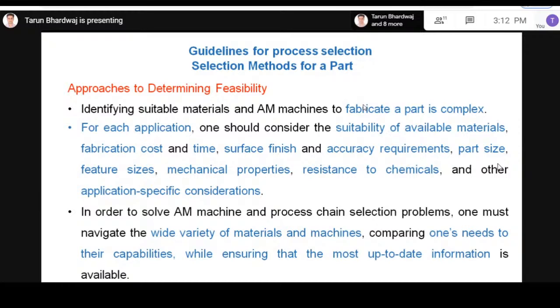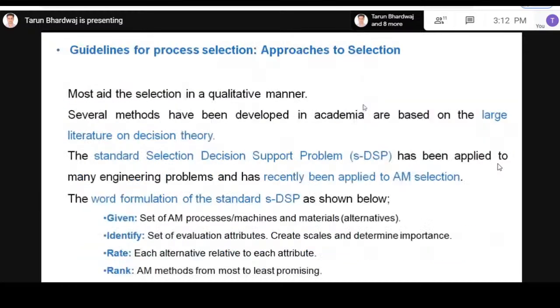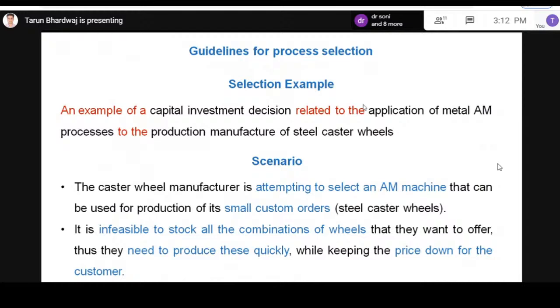If you require some customization, then you can do it by using the 3D manufacturing process. It is quite difficult by the other processes. So these are the guidelines for selection and scenario.